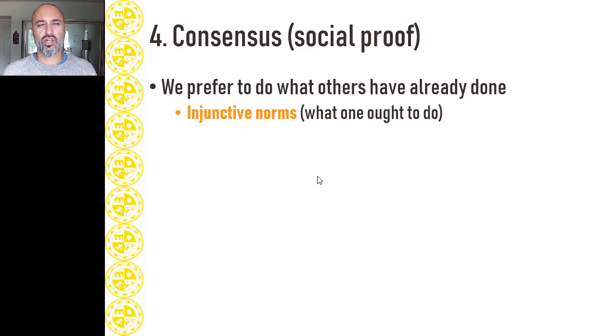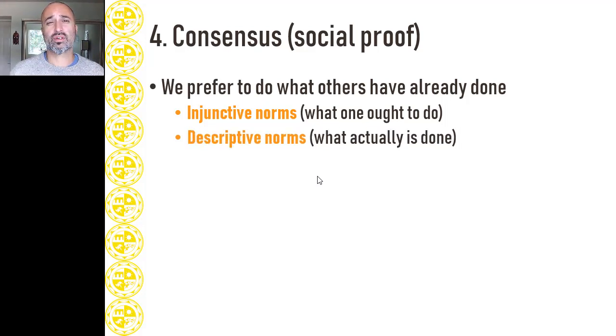So there's what's called injunctive norms. So a norm, again, is an expected standard of behavior. Injunctive norms are norms for what one ought to do. Okay, so we all know that if you have trash, you should throw it in a trash can. That's the injunctive norm. That's what we ought to do. And that has some value. But descriptive norms are really actually the ones that are more consistent with this idea of consensus. And descriptive norms are what is actually done.